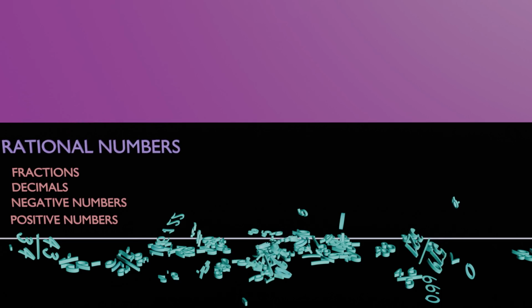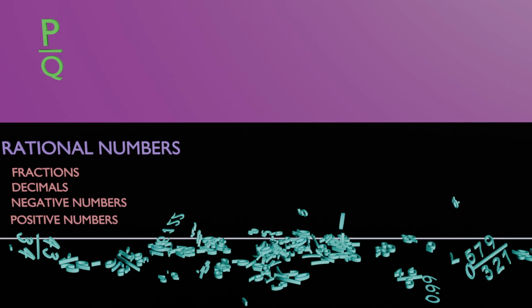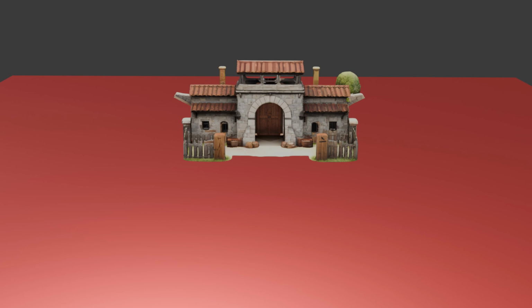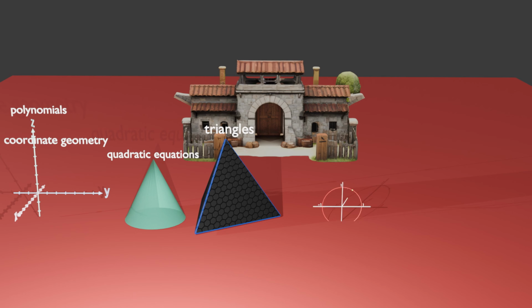So far we have learned about positive numbers, negative numbers, decimals and fractions. All these are rational numbers because they can be written as P by Q. We also learned about irrational numbers, which cannot be written in P by Q form. We will use irrational numbers throughout these chapters, and what we learn today will help us to understand them.